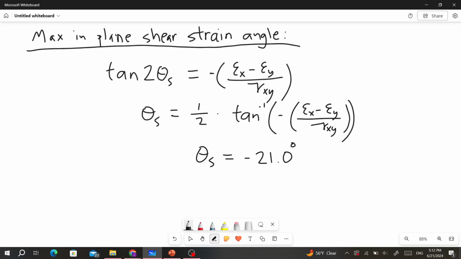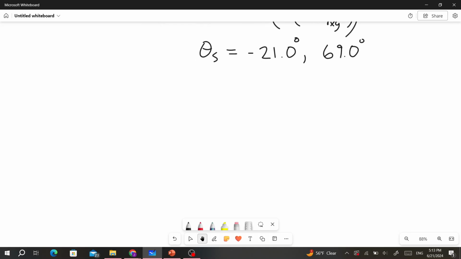Okay, and we also know there's a second angle that would satisfy this arctan. It's going to be separated by 90 degrees from this first angle that we found, which means that the second angle would be 69.0 degrees. So we want to know which of these angles corresponds to the max in-plane shear strain. Just like we did before, we're going to plug one of these angles into the equation for the shear strain transformation and see what number we get.